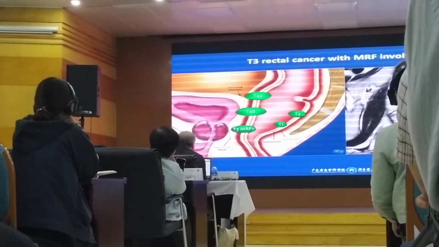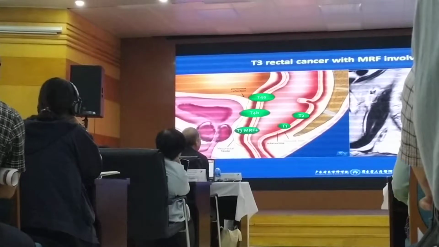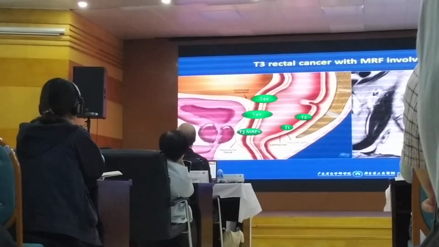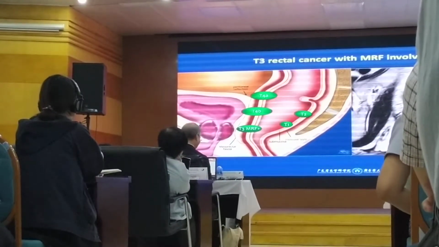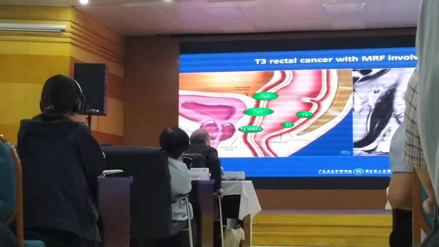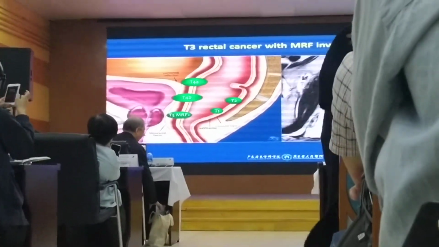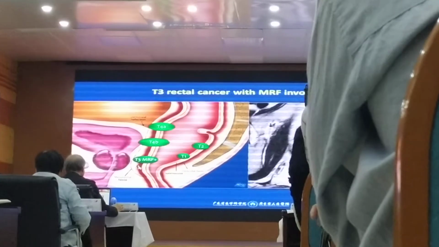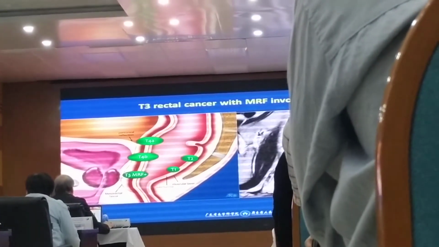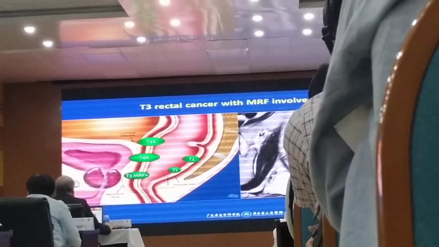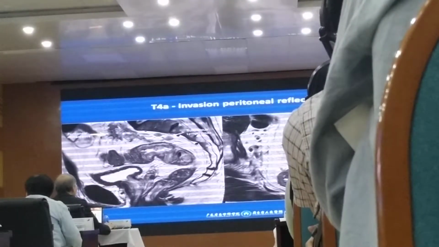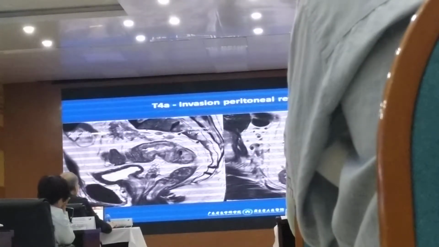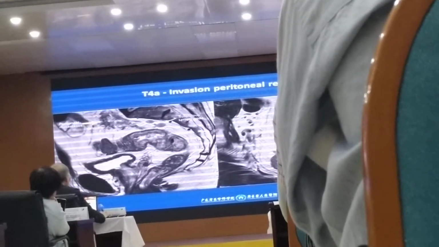In the description of T3 tumors, the report should include the shortest distance between the tumor margin and the mesorectal fascia, simplified as MRF. We must pay attention to the distance of the tumor between these lines. When the tumor invades the peritoneal reflection, it is staged as T4a, like this one.